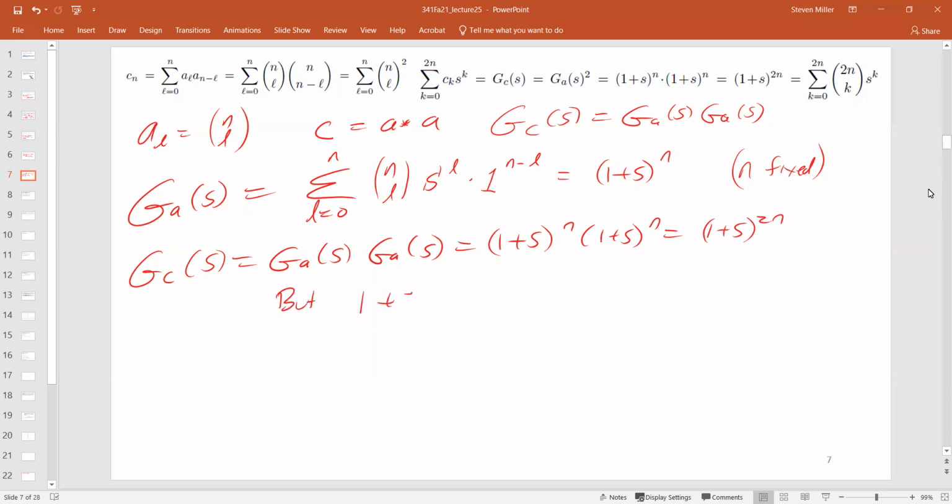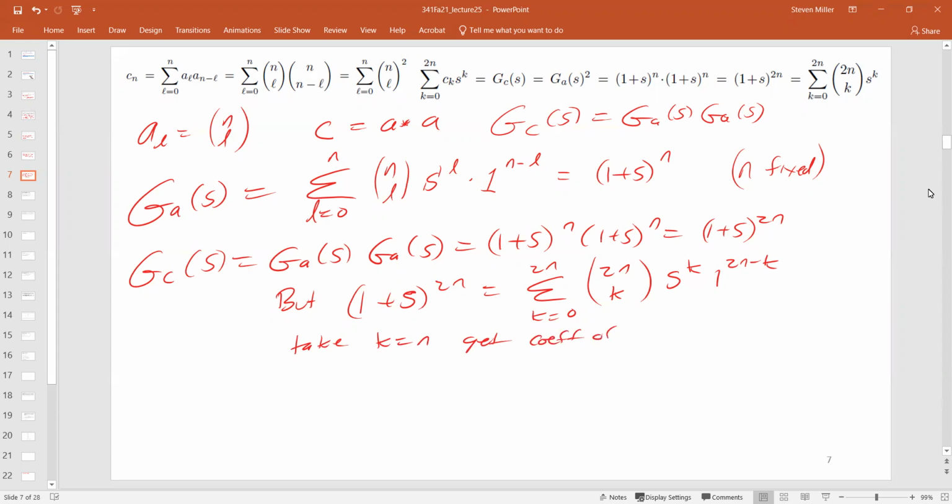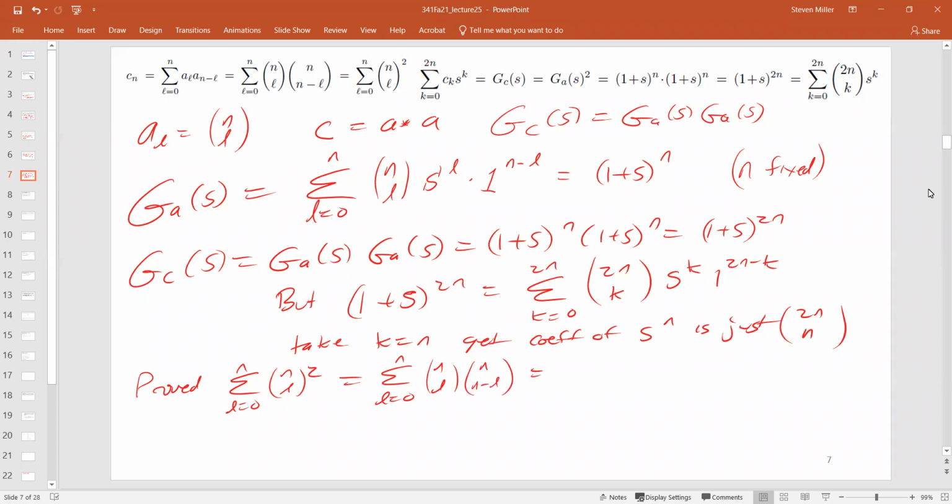But 1 plus S to the 2N is just the sum, K goes from 0 to 2N of 2N choose K, S to the K, 1 to the 2N minus K. If we take K equals N, we get the coefficient of S^N is just 2N choose N. And thus, our sum is equal to 2N choose N. So we've proved that the sum of N choose L squared, L goes from 0 to N, which is the same as the sum, L goes from 0 to N of N choose L, N choose N minus L, is just 2N choose N. So it's nice to see another application of generating functions.